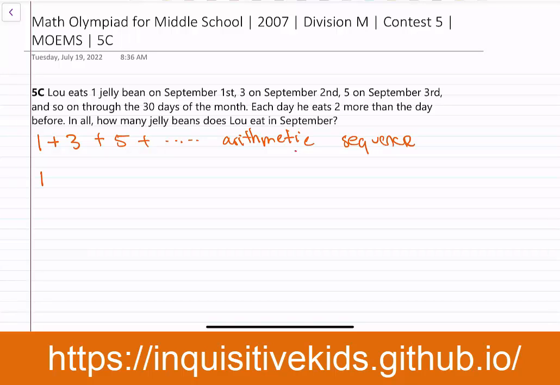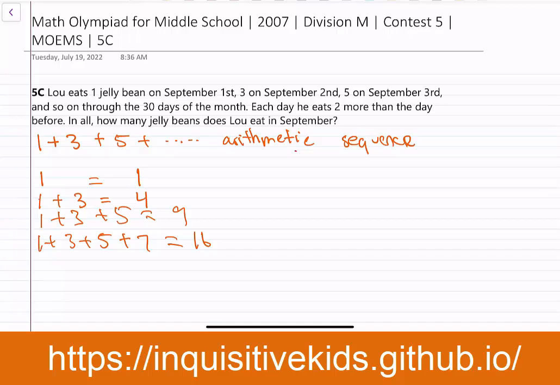So on the first day, we have just 1, and the sum of all of the terms is 1. On the second day, we have 1 plus 3, and that equals 4. The next day, we have 1 plus 3 plus 5. Now it's the third day, and that gives us 9. And then when we add a 7, we get 16.